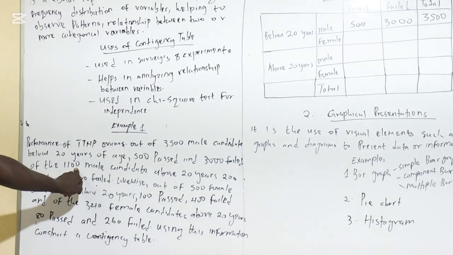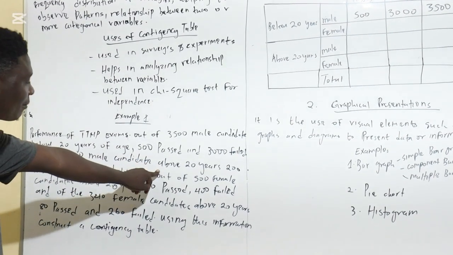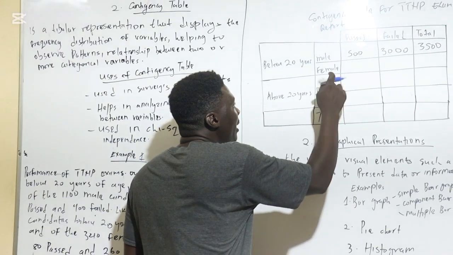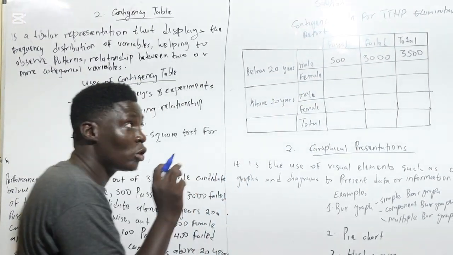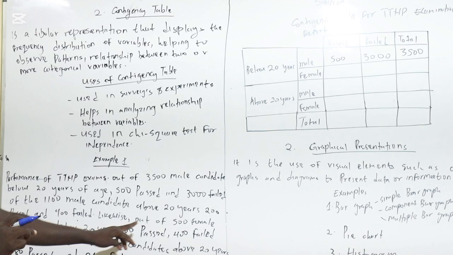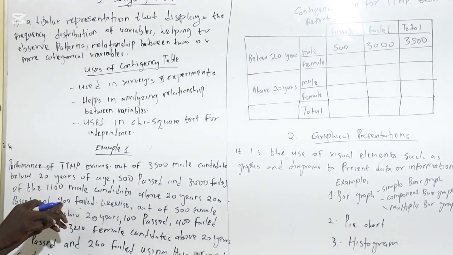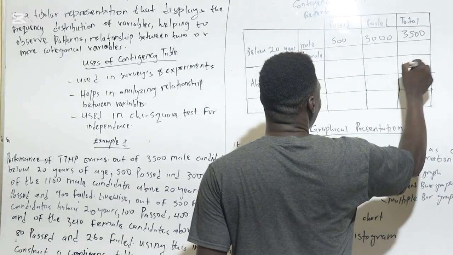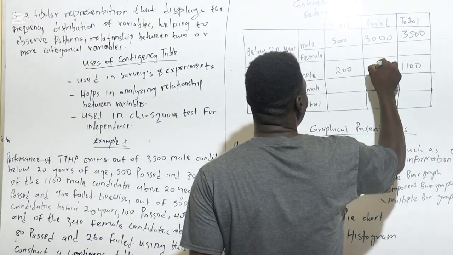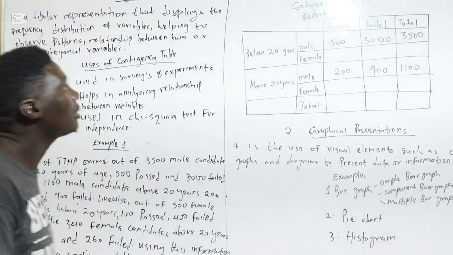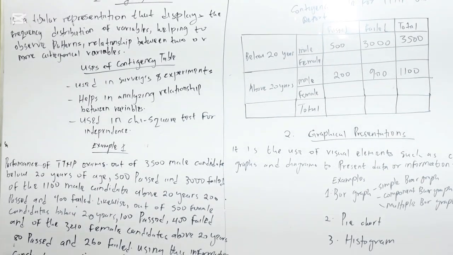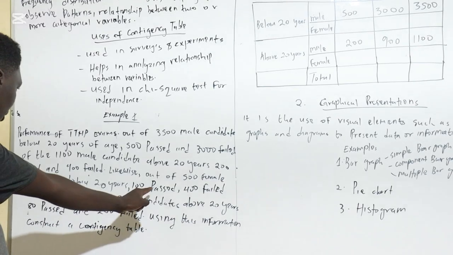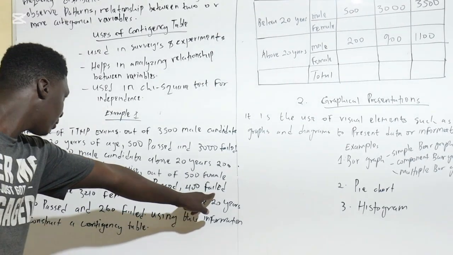Of the 1,100 male candidates above 20 years of age, we are still on male candidates, but now on the above, not below, above. Of the above, 200 passed and 900 failed. So total were 1,100, 200 passed and 900 failed. Hope you're following.